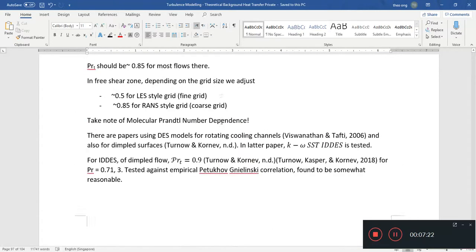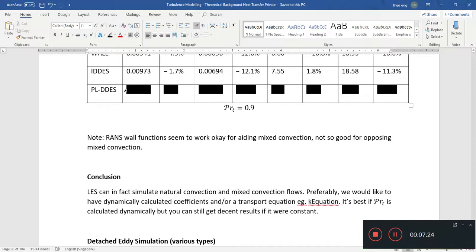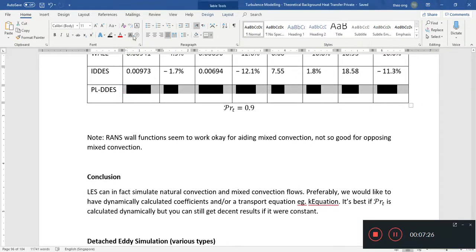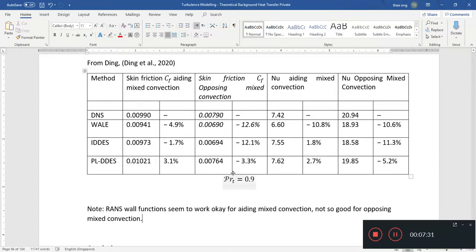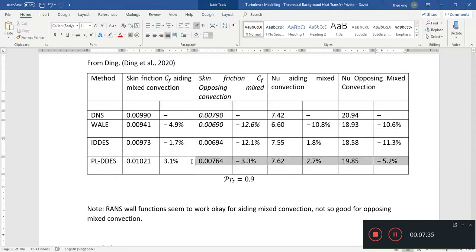This model is called the production limited DDES model, which has fairly good agreement, whether it's in aiding or opposing mixed convection. The error percentages are on the order of 5%. So this is perhaps the best for this case and for this given mesh size.